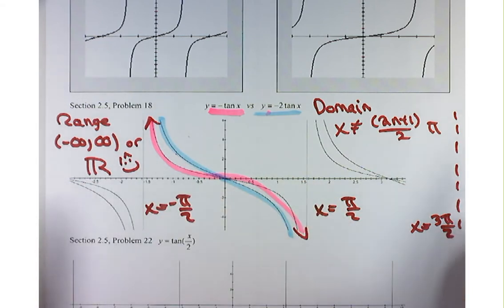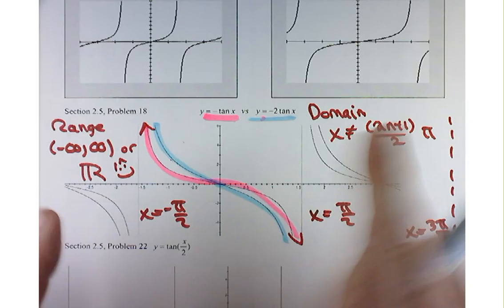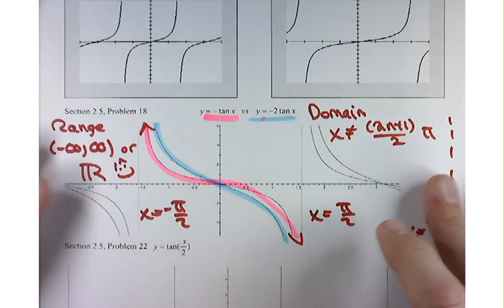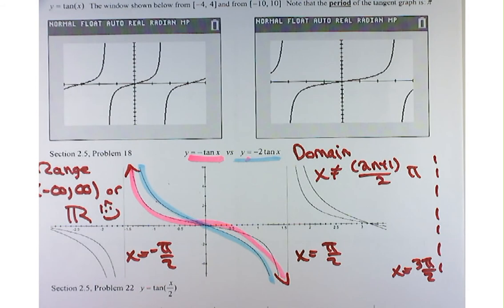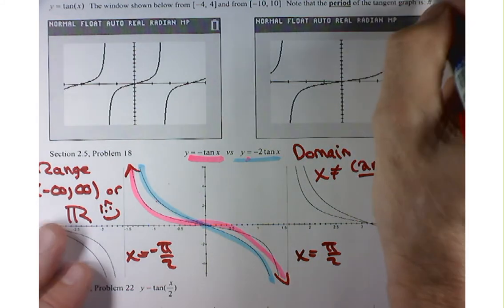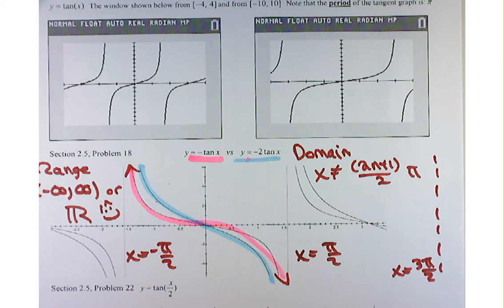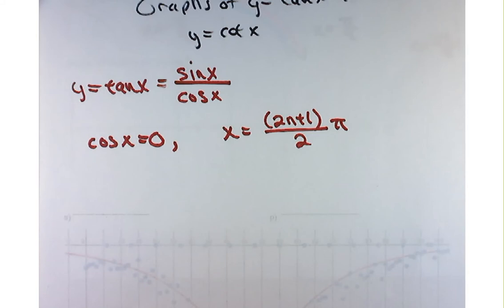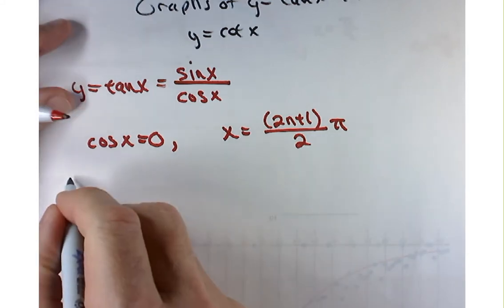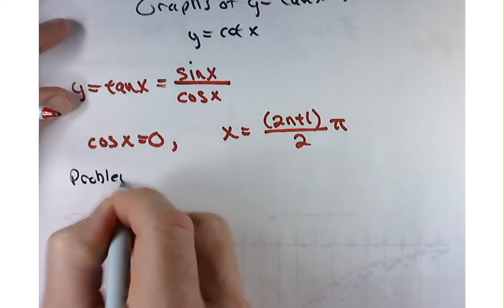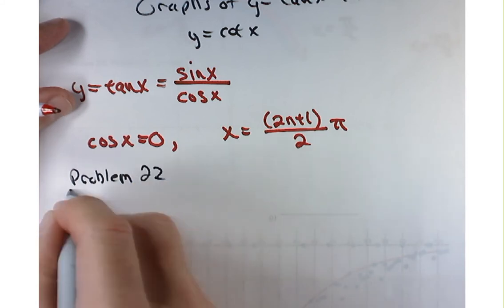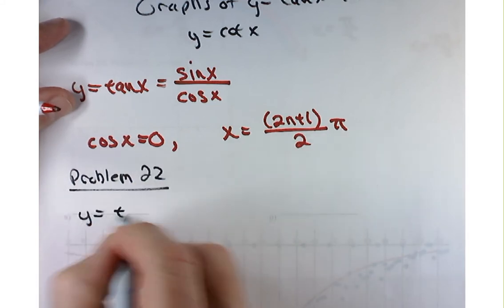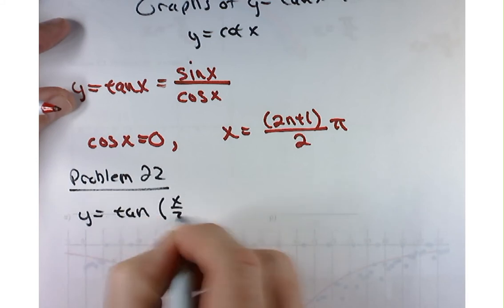So, all right. So cool. We got the domain and the range all set. Questions or comments on that one before I move on? All right. Well, let's continue with problem number 22 and the graph of the tangent of x over 2. So problem 22. y equals tangent of x over 2.